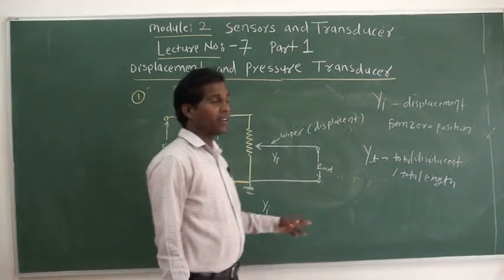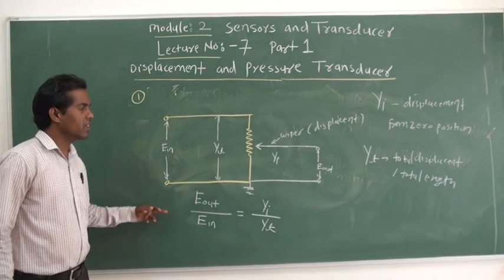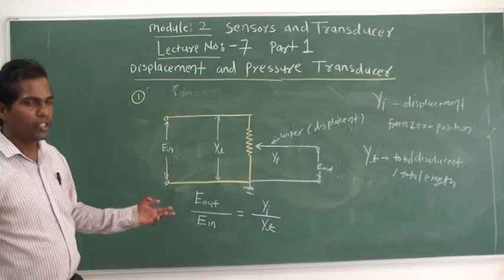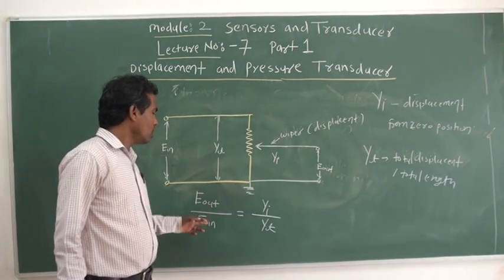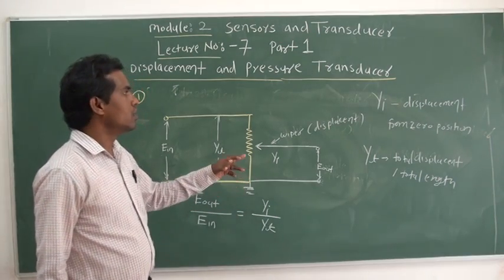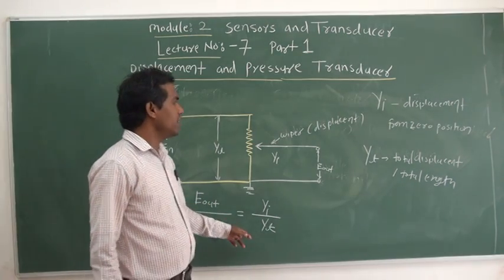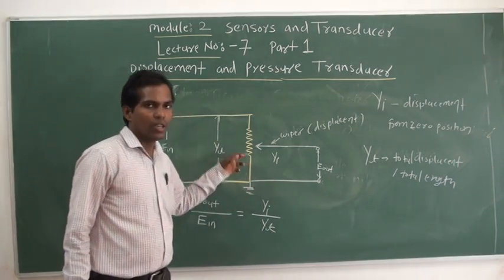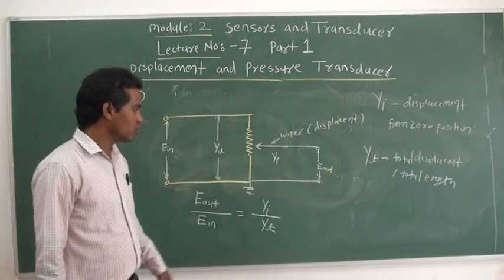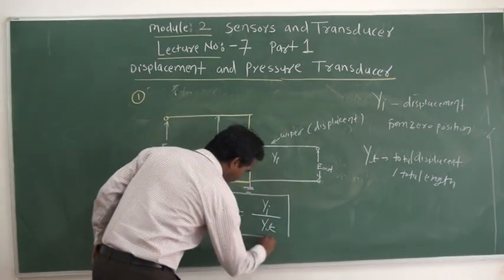So under ideal condition, the relation between input and output voltage with their respective displacement is given by E out upon E in equals yi divided by yt. yi is a displacement from the zero position or initial position, and yt is the total length of this translation potentiometer, or total displacement. So this is the equation under ideal condition.